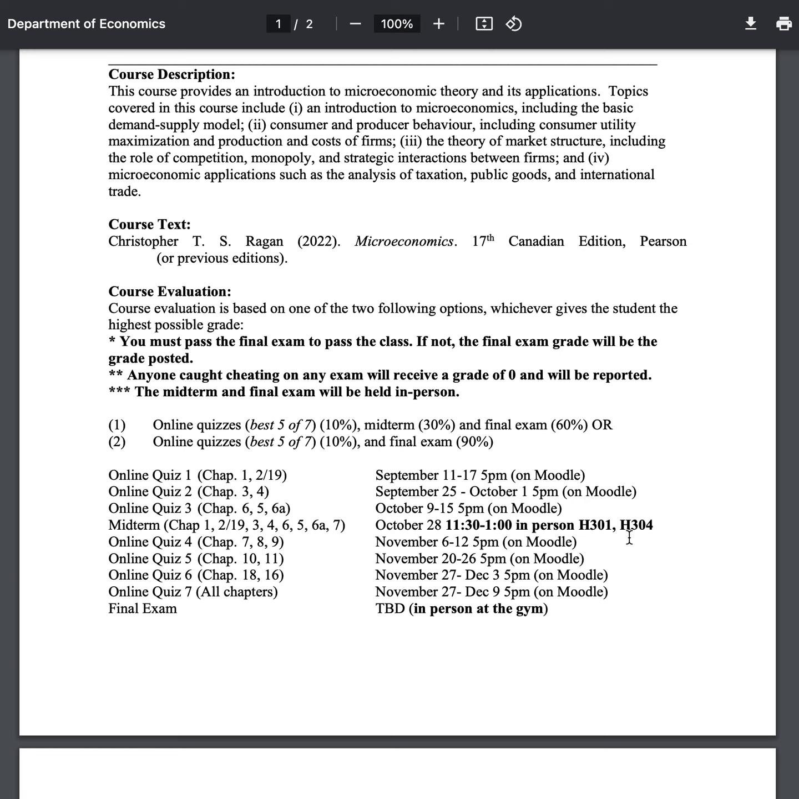But the exam will be held in person. It's going to be an hour and a half. The quizzes are typically 10 questions, and you have 20 minutes to answer. And then the midterm and final will be longer. I'll let you know what they look like when we're closer to that date.